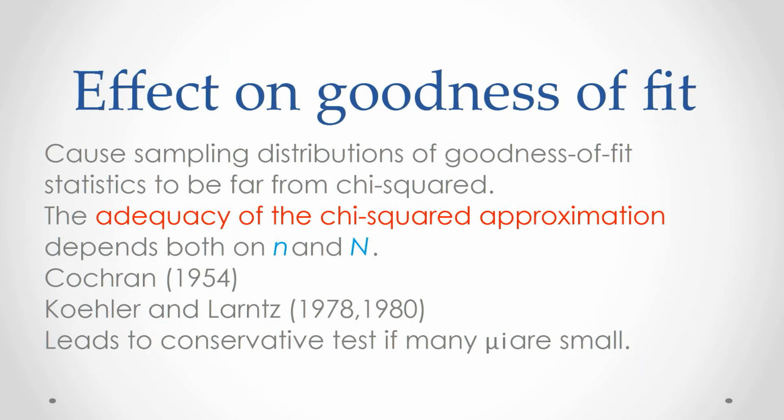Now, empty cells in sparse tables need not necessarily affect parameter estimates, as we have seen on the previous slide, but they can cause havoc to the sampling distributions of goodness of fit statistics. In particular, they affect the assumption of the chi-squared distribution. The adequacy of the chi-squared distribution depends both on small n as well as on capital N, where capital N denotes the fixed number of cells.